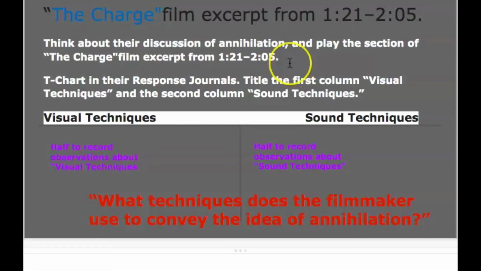Think about your discussion of annihilation and play back the section of the film from 121 to 205 and create a T-chart, writing down where you see visual techniques and where you see sound techniques. What techniques does the filmmaker use to convey the idea of annihilation? What do they show you? What visuals show you annihilation? What sounds show you the annihilation?